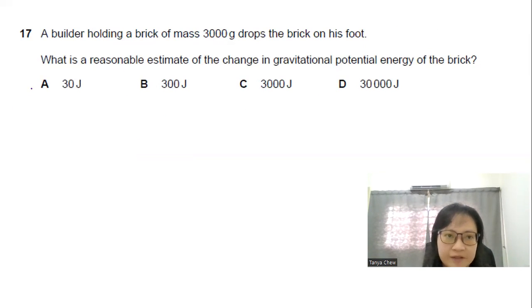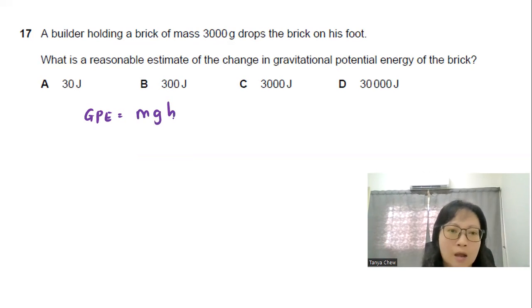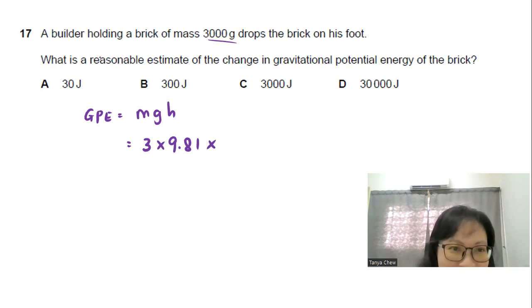The next one, question number 17. A builder holding a brick of mass 3,000 grams drops the brick on his foot. What is a reasonable estimate of the changing gravitational potential energy of the brick? First of all, I need to come up with the equation of gravitational potential energy. So GPE is equal to mgh. I don't have a problem with the mass of the brick because this is 3,000 grams. All I need to do is change it to kilogram, which is 3 kilogram. I don't have a problem with g. g is 9.81, but I do have a problem with the height.